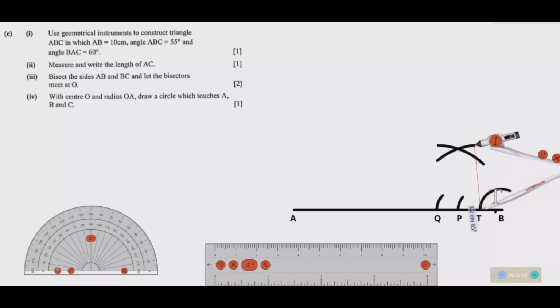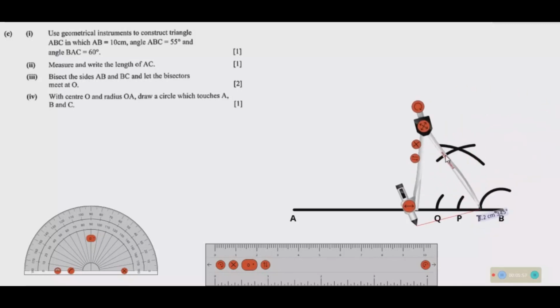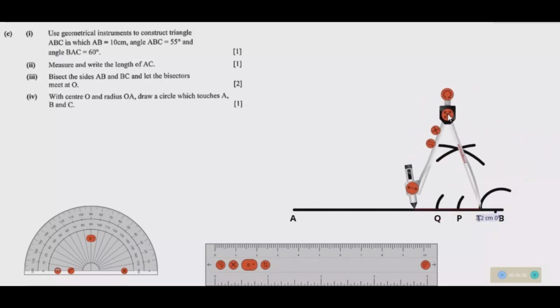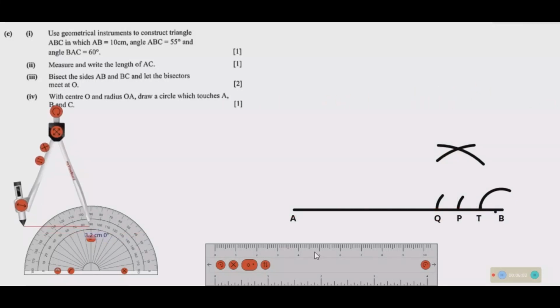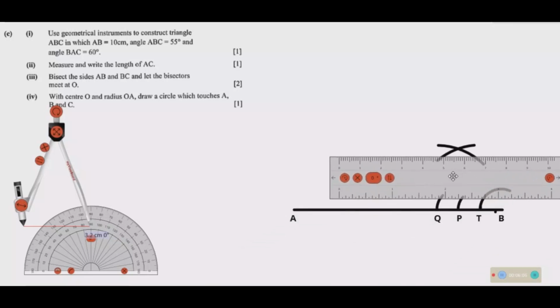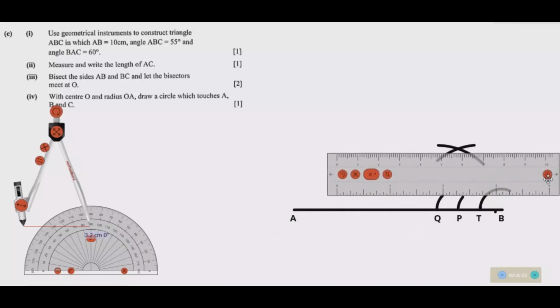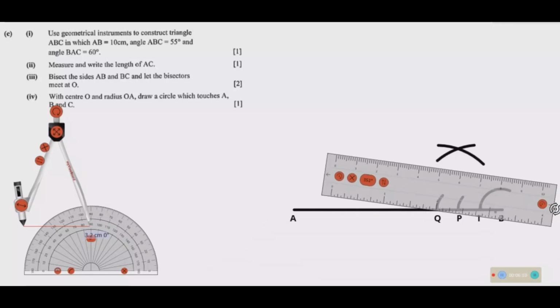Now once we have done that, the next thing we're going to do is draw a line. So what I'll do is get the ruler. This is my ruler. Then I'm going to draw a line.